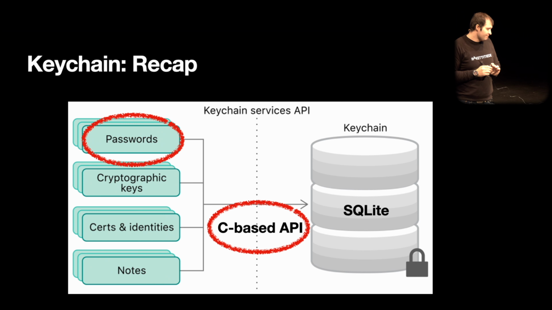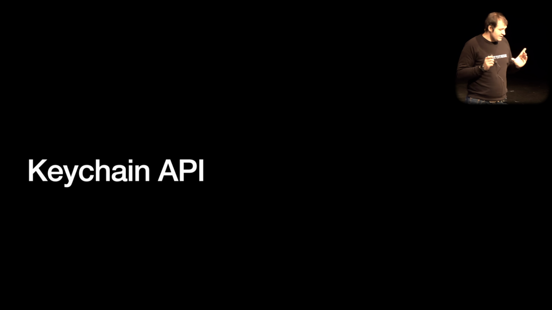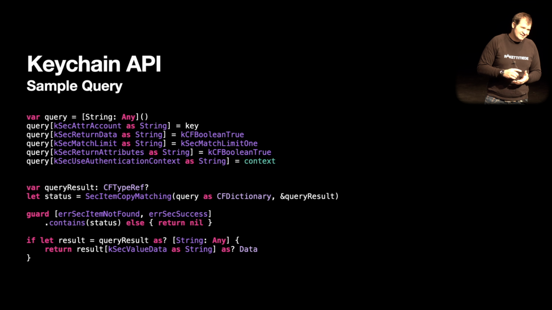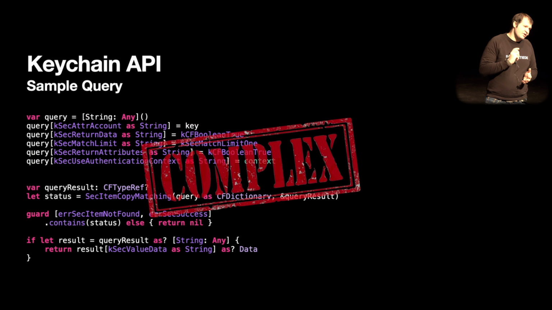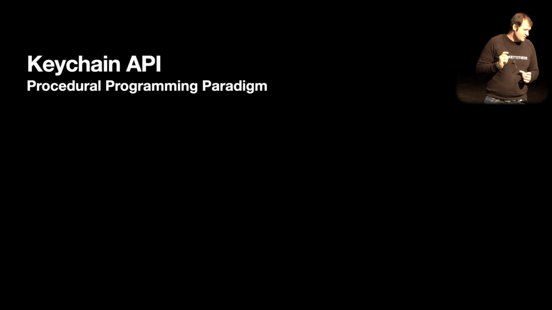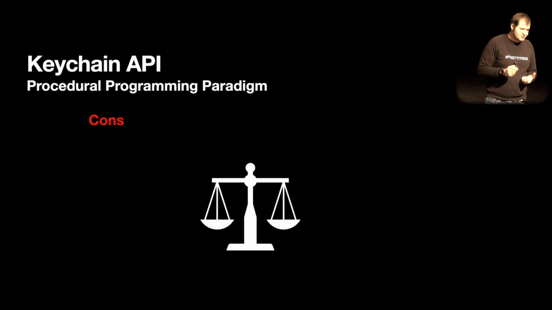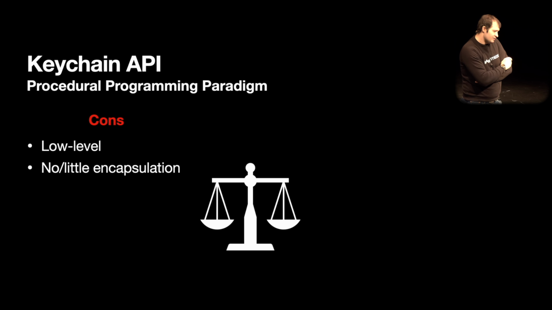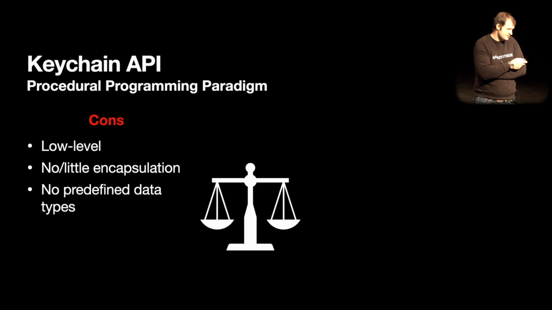And let's take a look at the Keychain API. The query, if you would query Keychain directly, it would look something like this. It looks complex, but in fact, if we break it down into multiple specific segments, it becomes a bit clearer. So the reason for this complexity is it's a procedural programming paradigm. And there are lots of cons. It's low level. You have to spell everything you want to do. There is no encapsulation. You're passing around dictionaries. You don't know the data types.